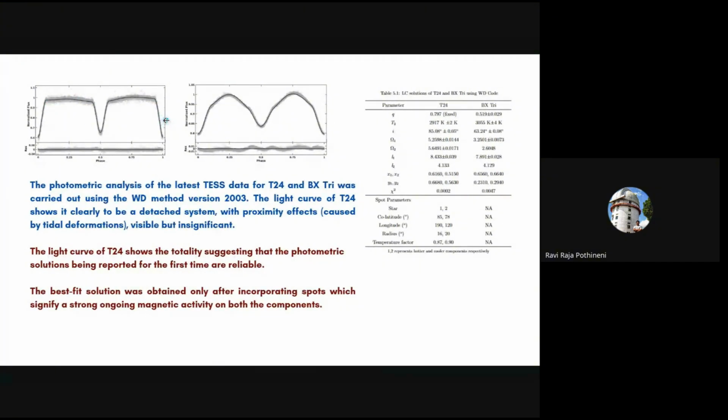I have modeled it making use of something called WD. WD is Wilson-Devinney. It is one of the modeling packages we have, and we make use of it to model such light curves.